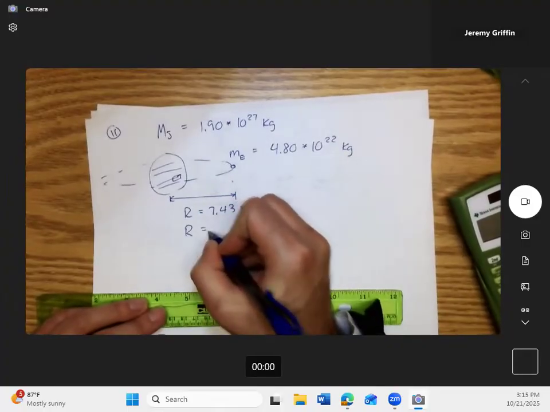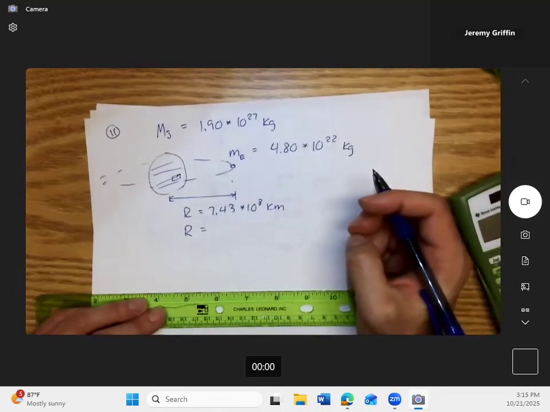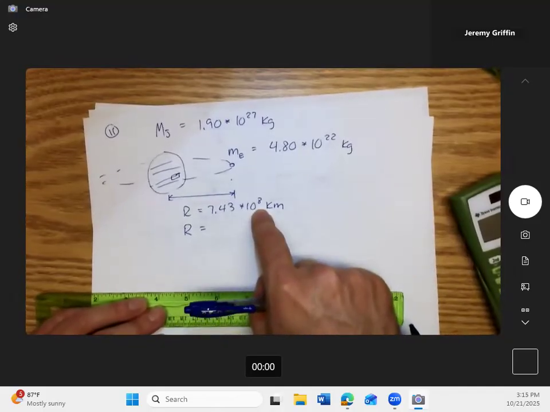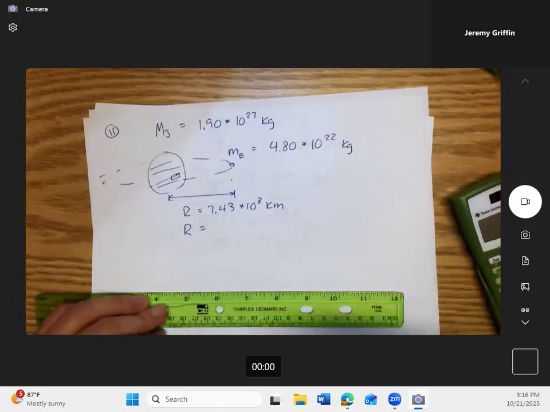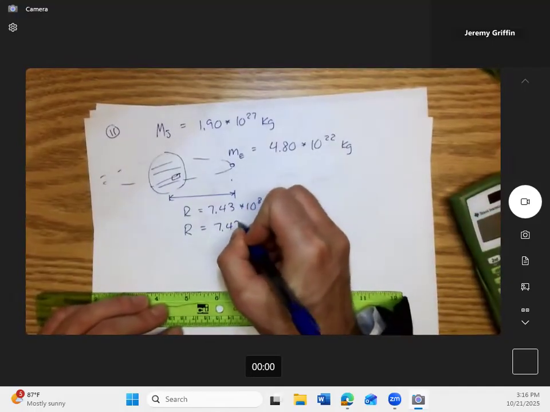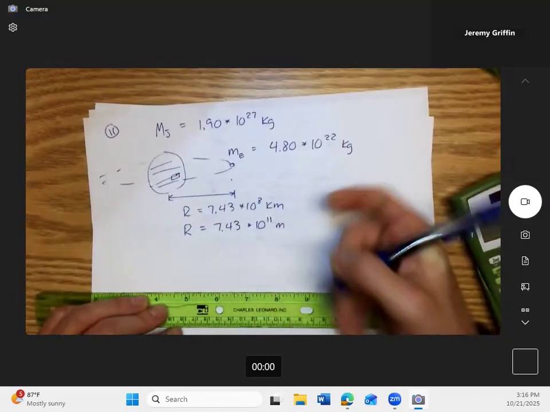How do you go from kilometers to meters? How many decimal places removed is that? 3. Okay. So this shouldn't be 10 to the 8 for meters. It should be 10 to the what? 11. Yes, three decimal places, right? Exactly. Because there's 1,000 meters in a kilometer, so multiply by 1,000. So it's still 7.43, but now it's 10 to the 11. That's meters. And that's a number we can feed into the calculator.